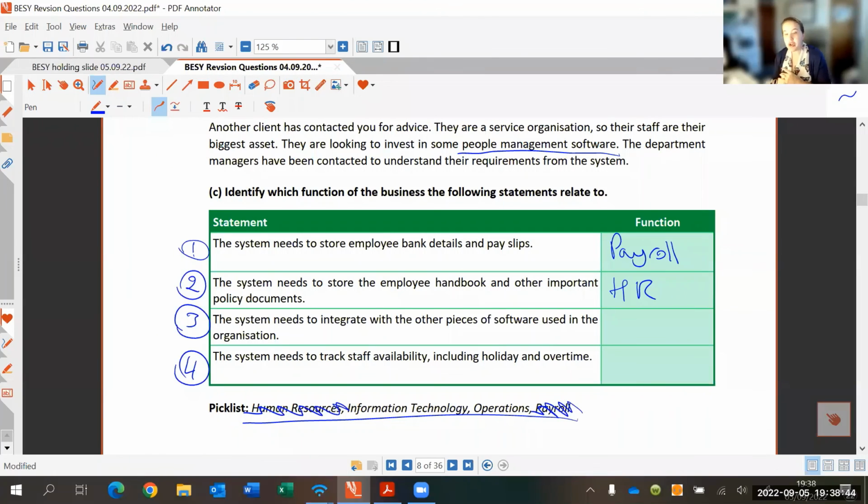However, we think IT doesn't disappear straight away because it's going to be up to them to make sure that we've got this integration with other pieces of software. They will be able to say what can and can't happen with that. So it's our IT department that would factor in for those things. Okay, which means that our final one is going to be our operations department.